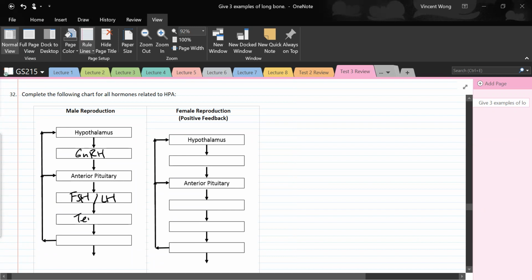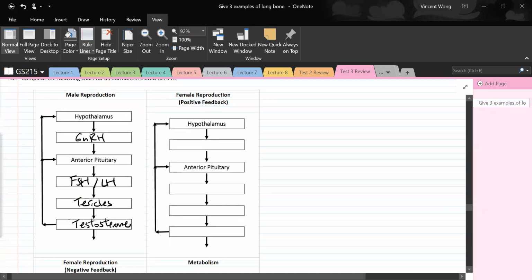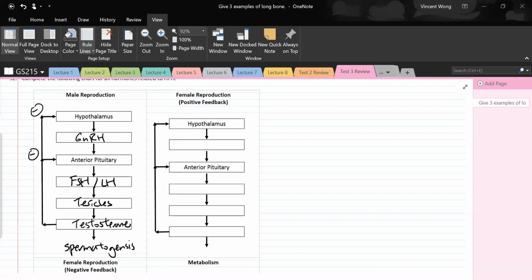Those will act on the testicles to produce testosterone, which will positively reinforce spermatogenesis. But if you already have an adequate level of testosterone, it would be important to go back and suppress the hypothalamus and the AP so we don't have an excess amount of testosterone.